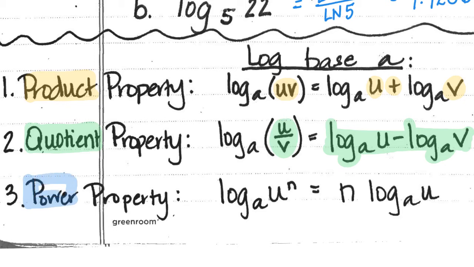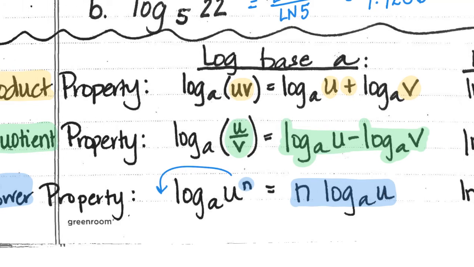Power. When I have a power, don't I multiply? So I always tell my students, this guy, he is going to fly to the front. So this is saying log base a of u to the n. And this is the same thing as n times log base a of u.